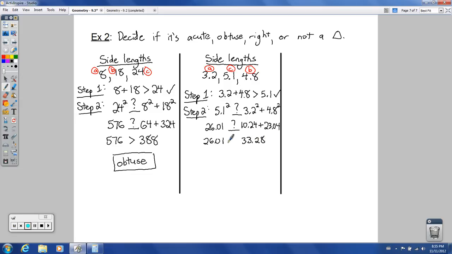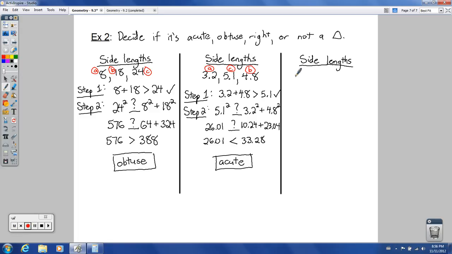So in this case, the c squared is less than the a squared plus b squared. So we had a triangle. We checked a plus b is bigger than c, but this is less than this in this case, so this is an acute example. So cute, cute little decimals. Okay, so don't get me wrong there. Just because they're decimals doesn't mean they're going to be acute. We have to check and go through the steps.